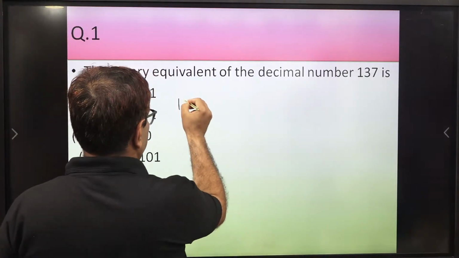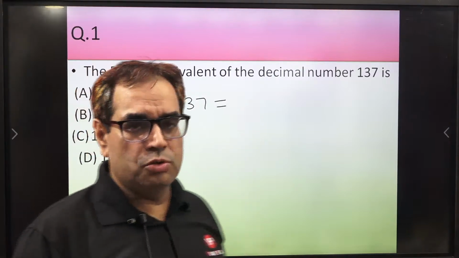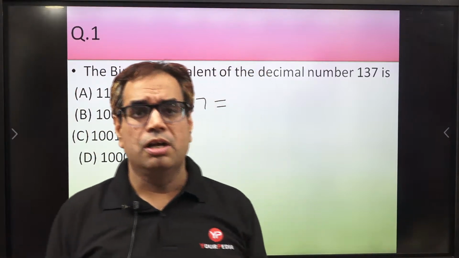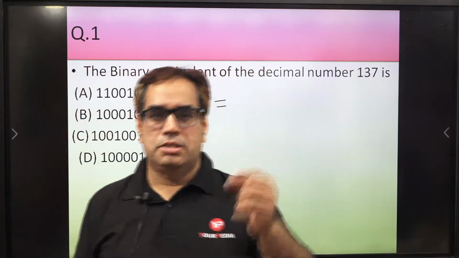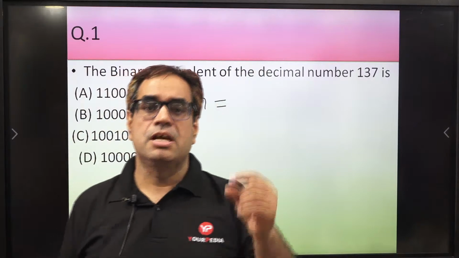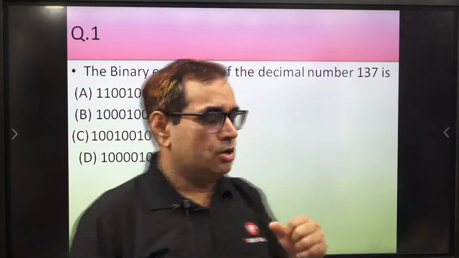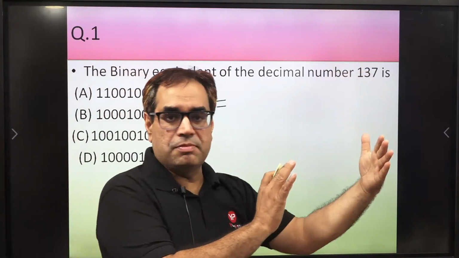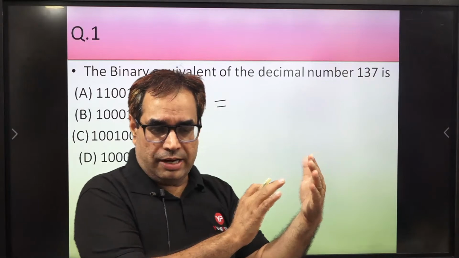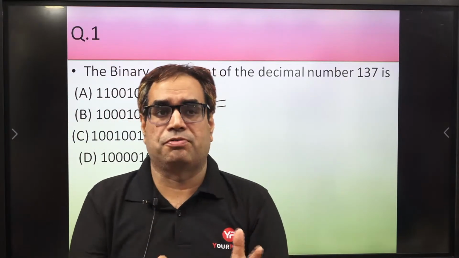We have 137. So we all know the powers of 2: 2 raised to the power 0, 1, 2, 3, all are 1, 2, 4, 8, 16, 32, 64, 128, 256, 512, 1024. These are all powers of 2. So what will we do? We will break this number into different numbers. We will write their sum, and we will only write the terms which are powers of 2.